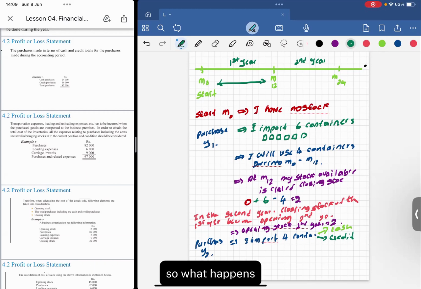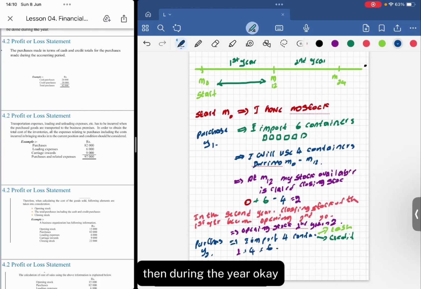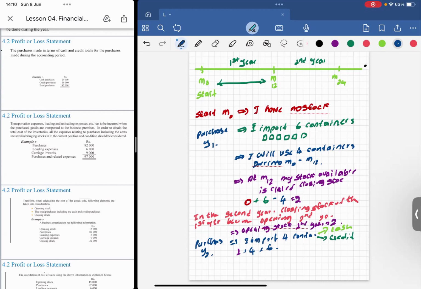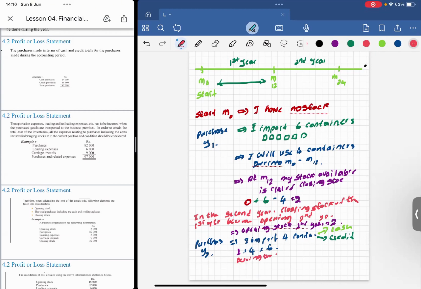So what happens? I had 2 closing stock, I imported 4, and now I have 6 containers. Then during the year, let's say I use 3 containers.